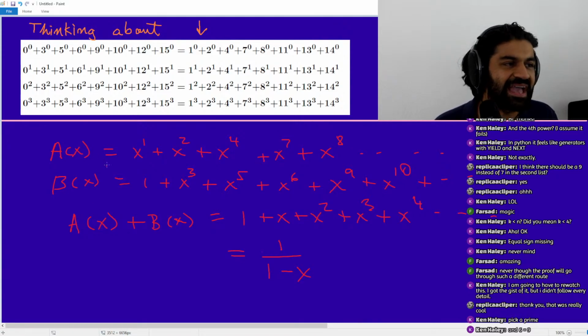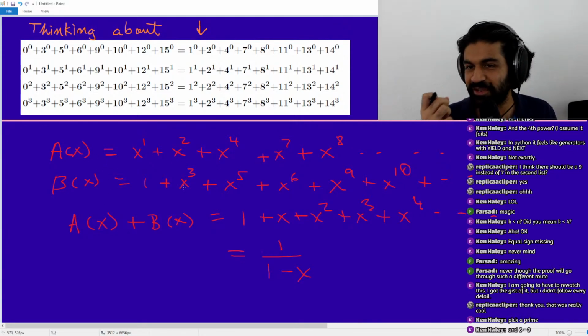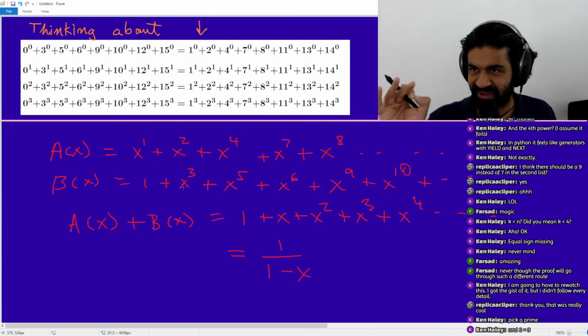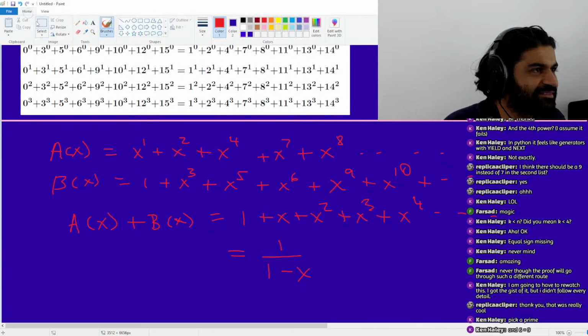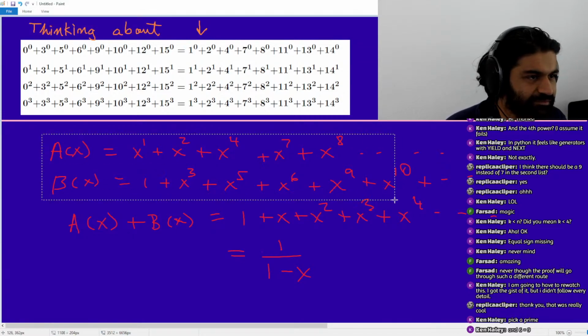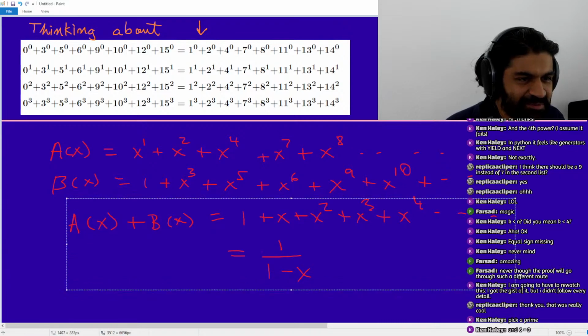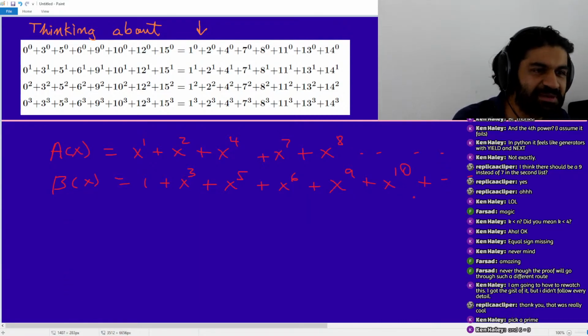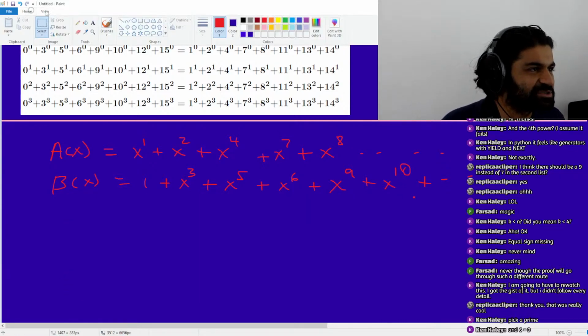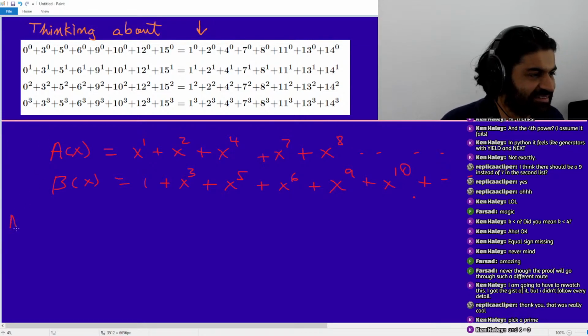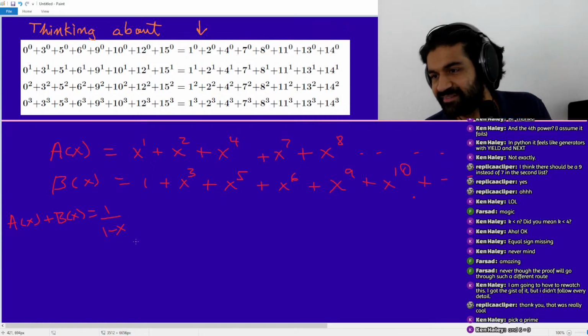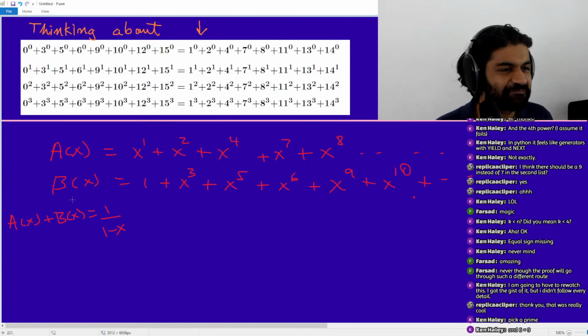So remember, A and B were partitions of the whole numbers. So if you add AX and BX, you should get everything. Okay? So you have this. All right, now we know something interesting about AX plus BX. AX plus BX is 1 over 1 minus x. I'm just going to put this in a corner in case we need it later. All right, so far so good.